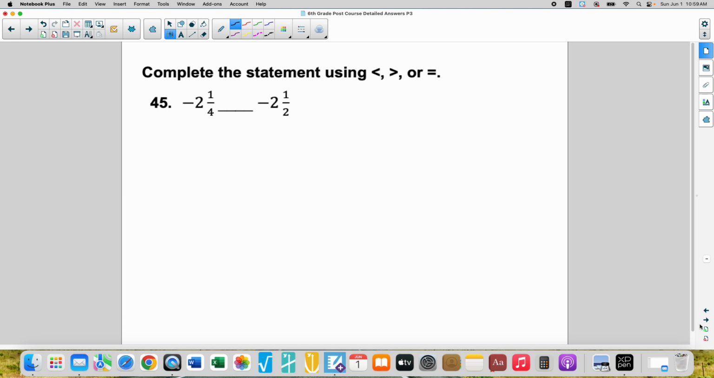Complete the statement using greater than or less than. So Mr. Mac's not bad with his fractions. I already know where they stand. So this is 0. You have -1. Let's extend this a little bit. You have -2. You have -3. Here, -2 and 1/2 is going to be between -2 and -3. And -2 and 1/4 is going to be between -2 and -2 and 1/2. So which one is greater? The numbers to the right. This is always going to be greater, the one to the right.